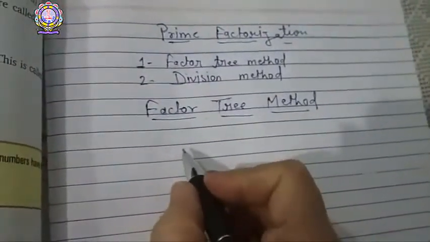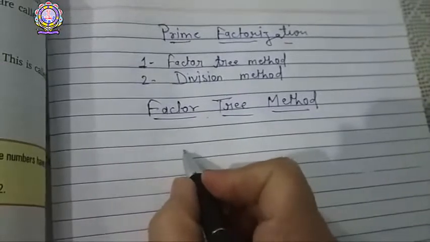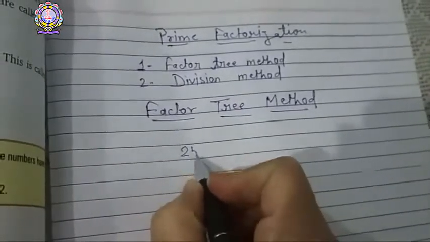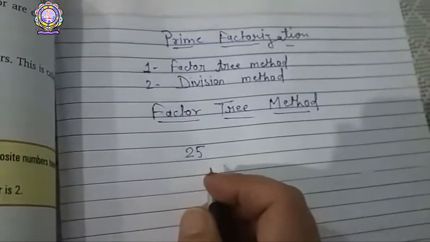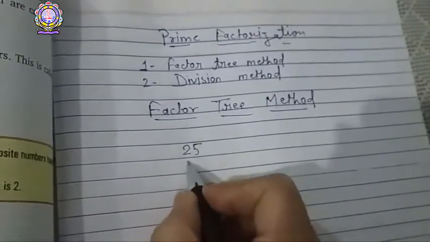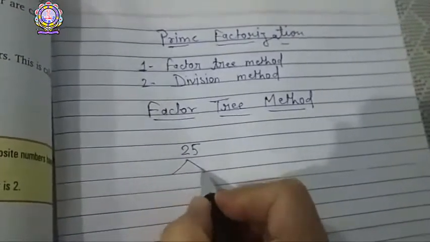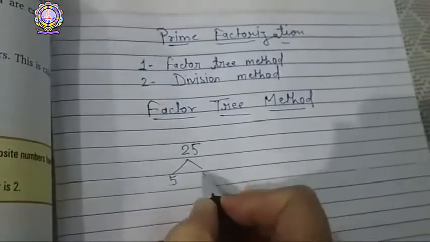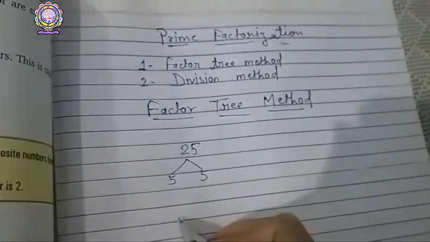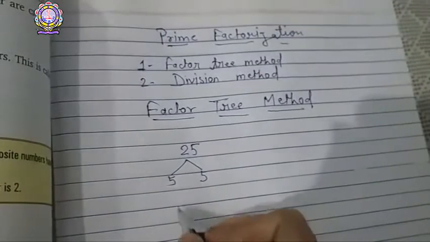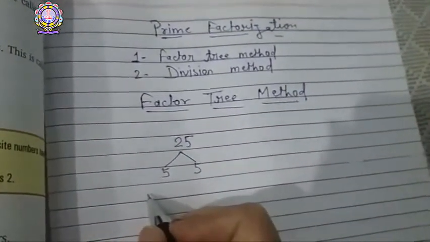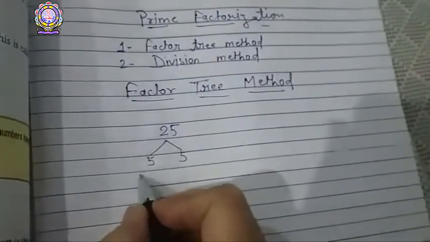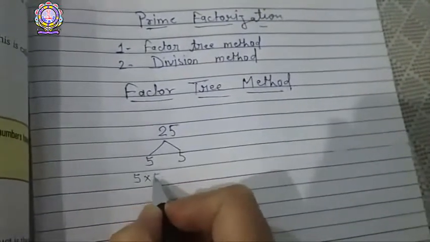Let's see an example. 25. Break down 25 into prime factors. We can break 25 as 5 5s are 25. So prime factors of 25 are 5 multiply 5.